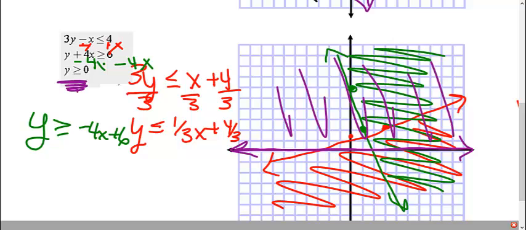So where they all three intersect is what they're looking for, which would be in this little area located there.